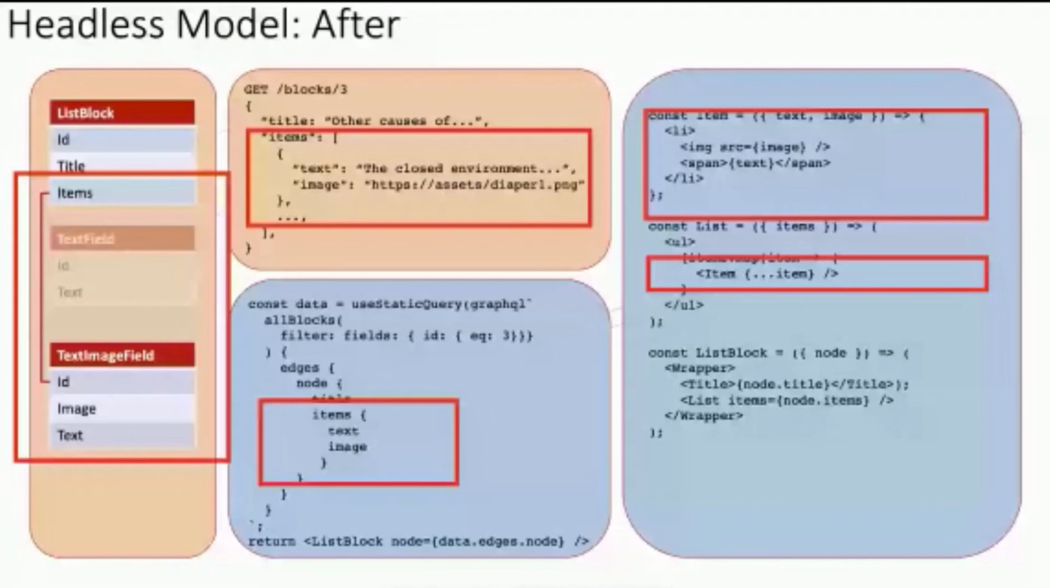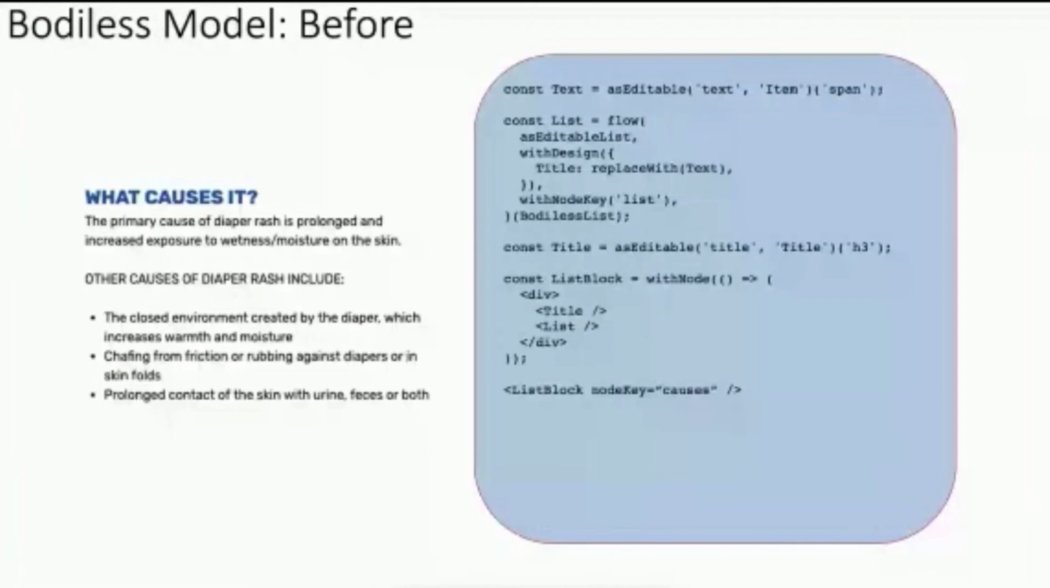Now, if you look at doing it from the Bodiless perspective, here's the front-end code that you start with. You see it's really not much more complicated than the front-end code we had for the headless example. We're using some built-in Bodiless components, the list, the as-editable HOCs. We're using the Bodiless design API to tell the list what it should render for each item, and so on.